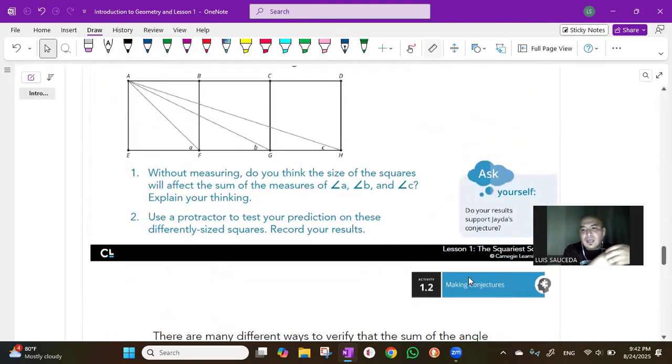So again, here we have a diagram of our previous one. Without measuring, do you think the size of the squares will affect the sum of the measures of angles A, B, C? Explain your thinking. Use a protractor to test your prediction and use these differently sized squares to record your results. So this is for you guys.